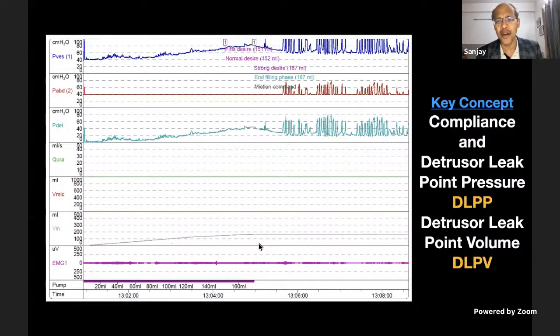So this is a good point to introduce a couple of more concepts related to this. The first concept is detrusor leak point pressure and then the detrusor leak point volume. Now, in patients in whom you're doing a urodynamic study in a neurogenic setting, when you fill the bladder, sometimes you can get a progressive rise in pressure, as you can see in this patient. And at some point, by the side of the catheter, fluid starts leaking out. When that happens, the volume at which that leak happens is the detrusor leak point volume, and the pressure at which this leak happened is the detrusor leak point pressure.